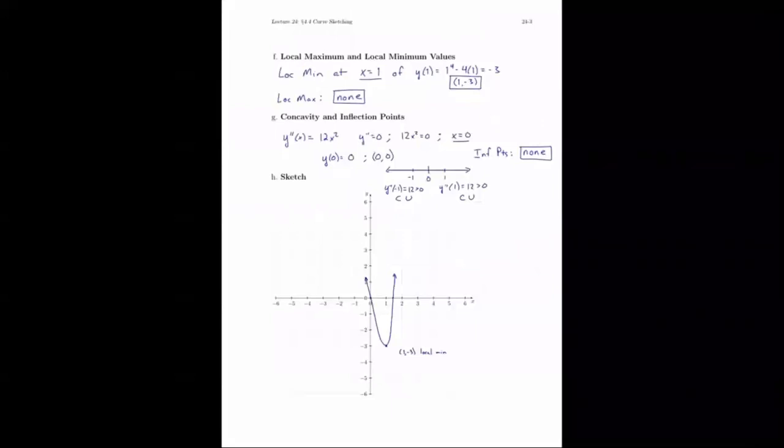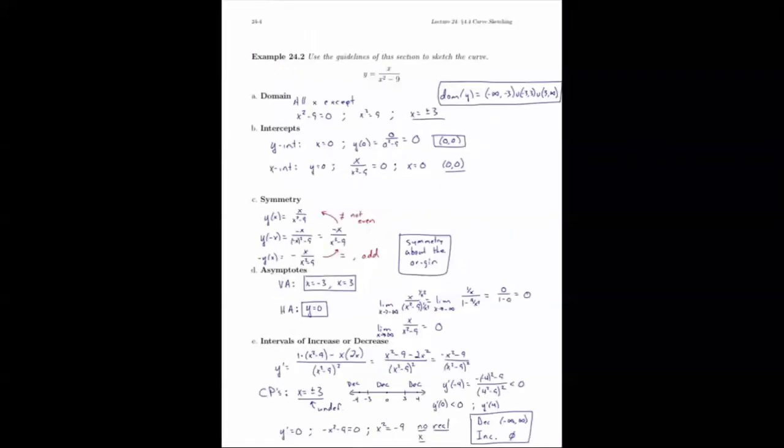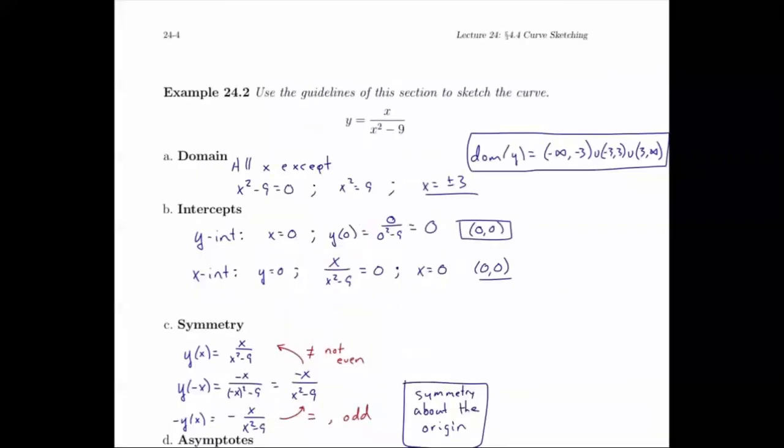So the end behavior: as x approaches infinity, y is going to approach infinity. As x approaches negative infinity, y is going to approach positive infinity. So there we go with our end behavior, to reiterate that. Let's see another one. We'll walk through all these steps again, and I have a better drawn graph at the end of this, so we can see maybe a nicer version of it.